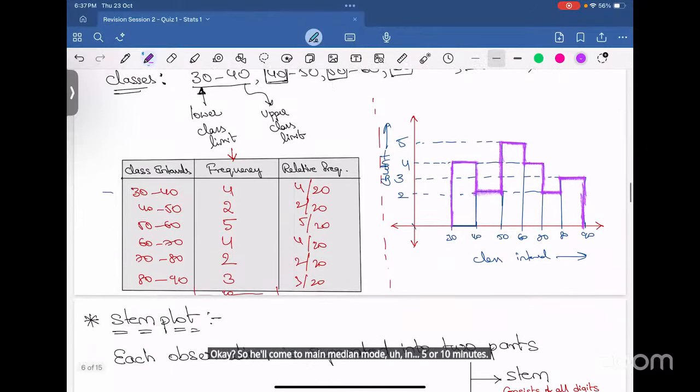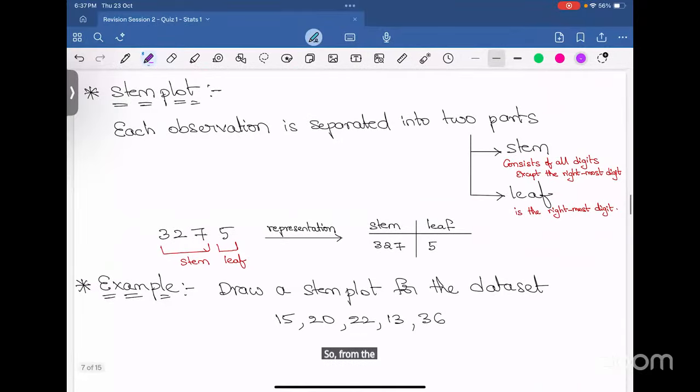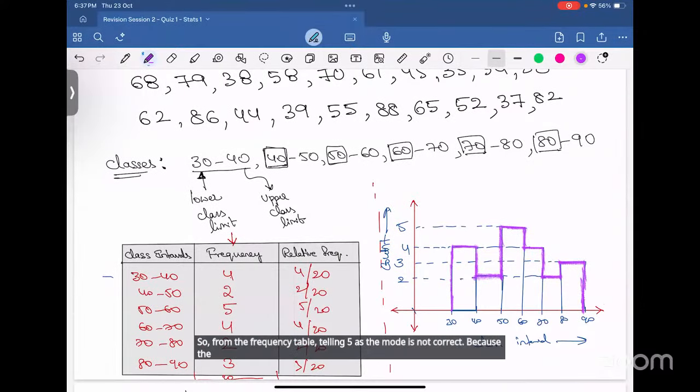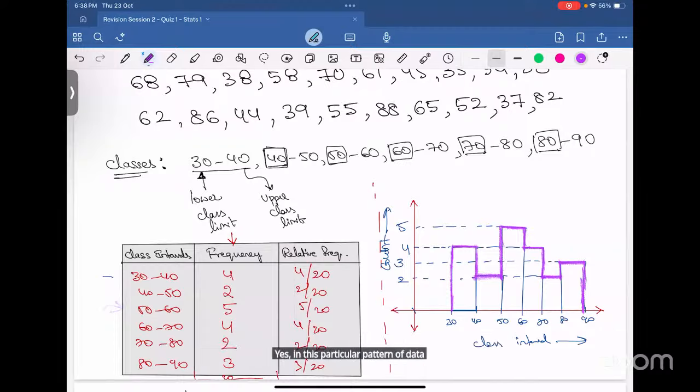So from the frequency table, telling 5 as the mode is not correct. Why? Because the most occurring frequency is 5. We should not consider it in this particular pattern of data. But in discrete data, if any frequency is highest, then that is considered as mode, right? Correct. Got it. Thank you.